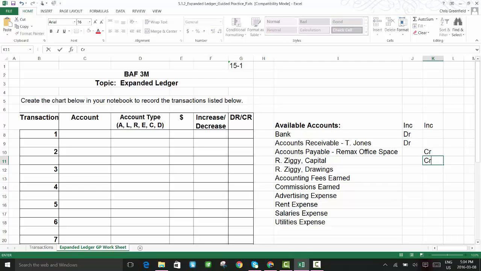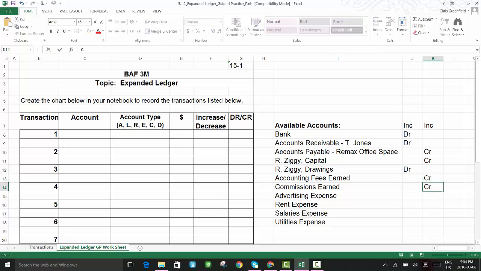Capital, we should know pretty quickly, is a credit. With a drawing, it's good to know the theory that a drawing is an increase in how much we're taking away from the value of the business. But if you can remember that an increase in capital is a credit, a drawing is a decrease in capital. So by default, we're going to put that on the debit side. Any fees earned are always going to be credit.